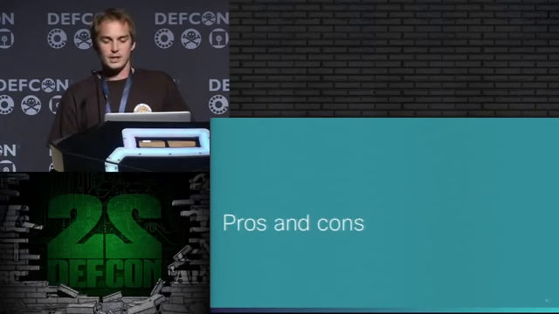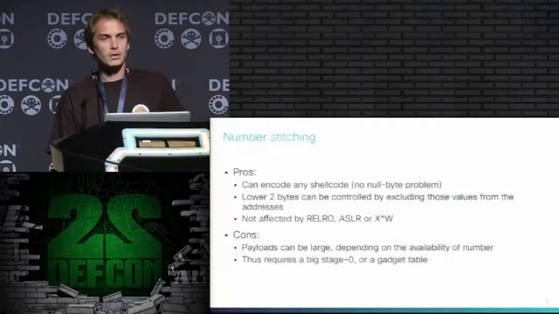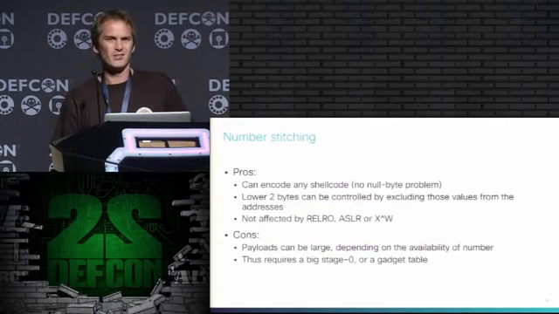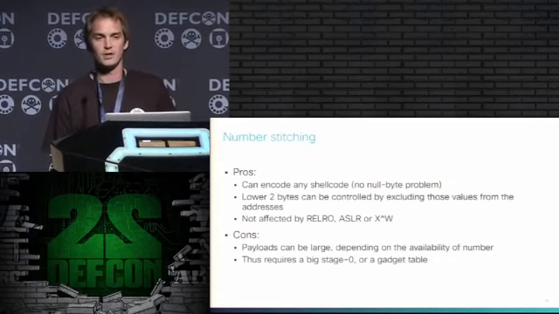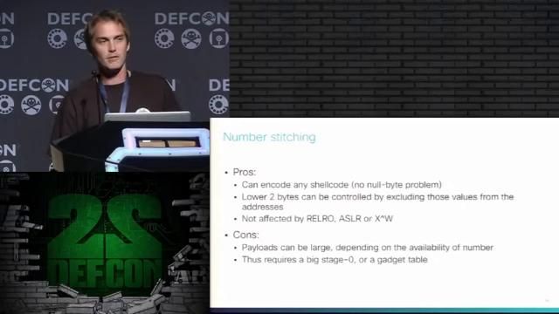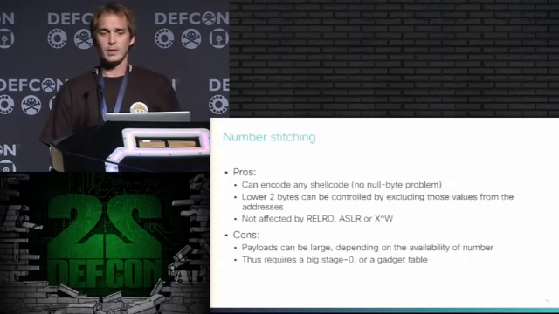So there's a bunch of pros and cons to this technique. I was wondering if it's got a real use case scenario. It's just something I wandered around with and found nice, but I don't know if it's actually useful in real life. It's got a bunch of pros though. It can encode any shellcode. You don't have a null byte problem because all you're dealing with is addresses, right? You never actually look for values, and you never pop values into registers, just addresses. The lower two bytes of your address are controlled, so you can exclude those values if you don't want them in your addresses. And obviously, the initial goal was that you're not affected by RELRO, ASLR, or X or W. So it allows you to bypass all those memory protections.